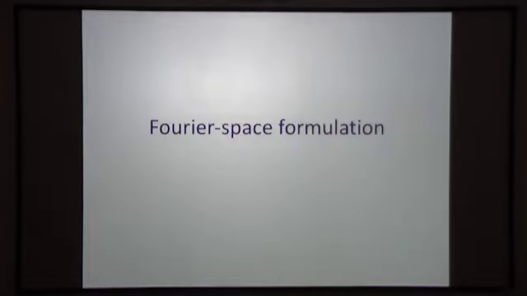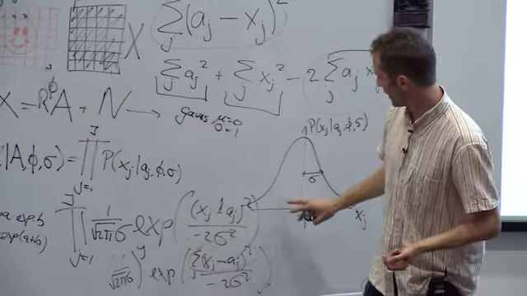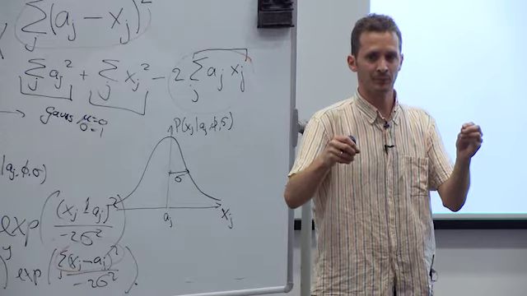So in the last 10 minutes or so, I'd like to go on, because all that I've explained to you now, you could do in real space. I've spoken to you about real images with real space pixels and Gaussian distributions based on the values in those real space pixels.